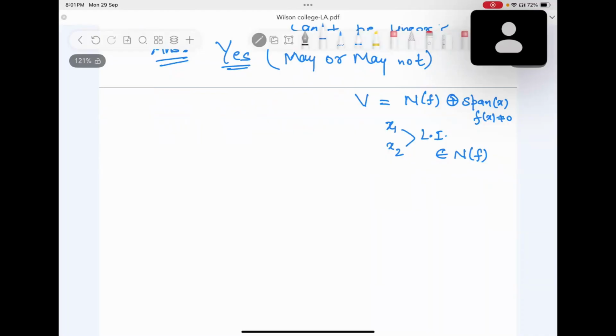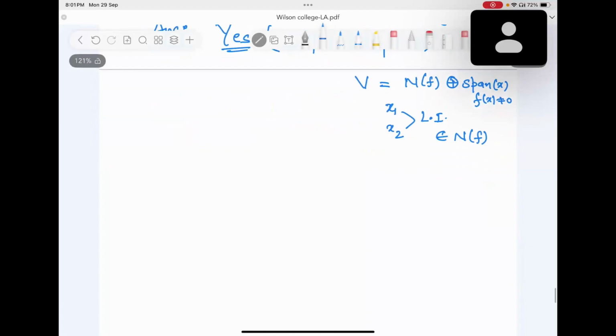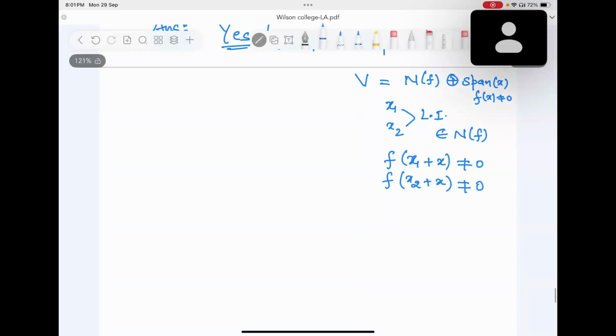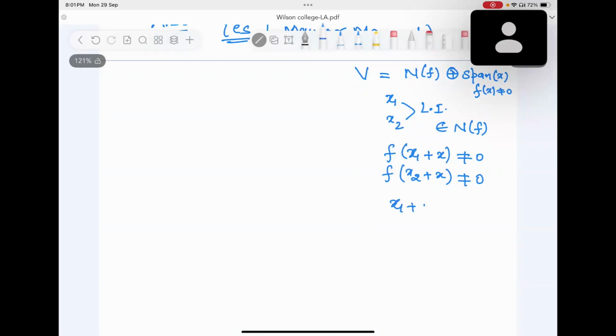Now the values of x1 and x2: if you operate f on x1 and x2, you will get 0, right? Because they belong to the null space of f. Now what will happen if I take x1 plus x and x2 plus x? If you operate f here, definitely it is not 0. It is also not equal to 0 here. Now x1 plus x and x2 plus x, are these two members linearly independent?